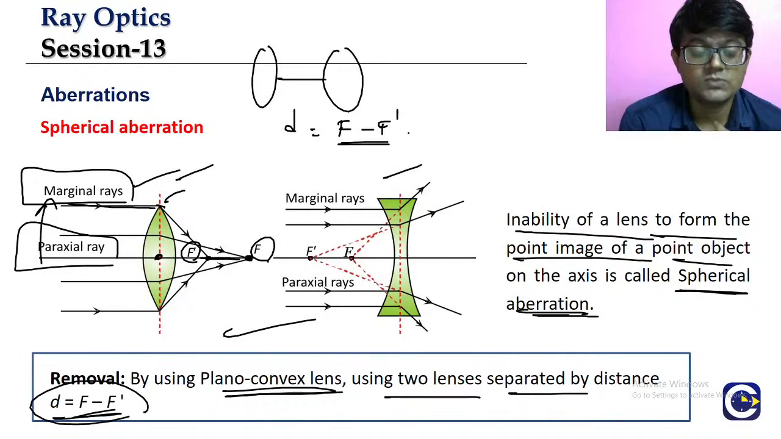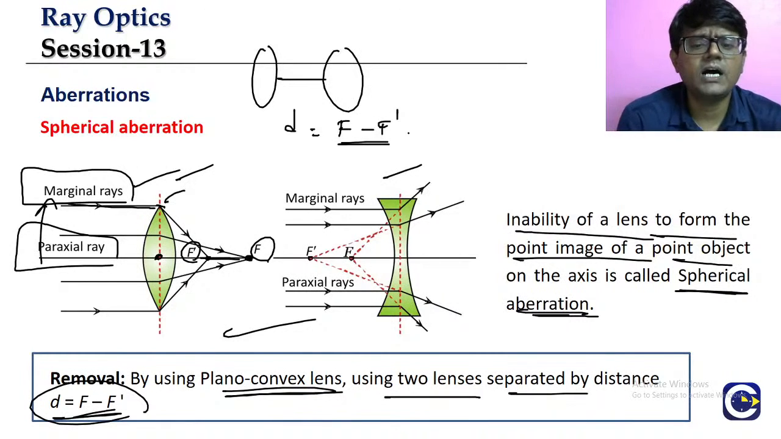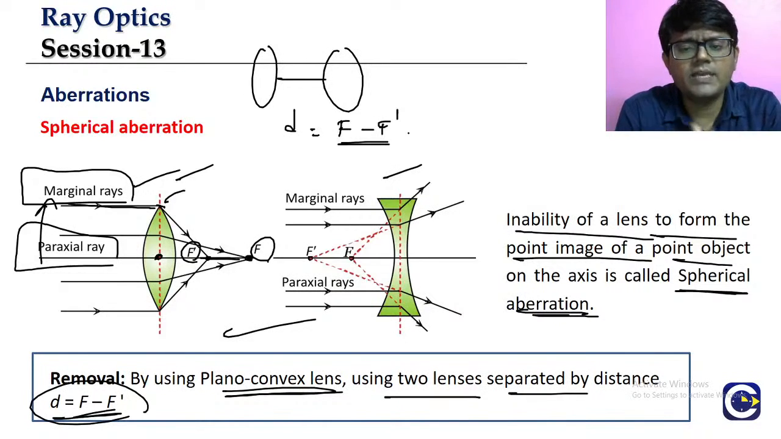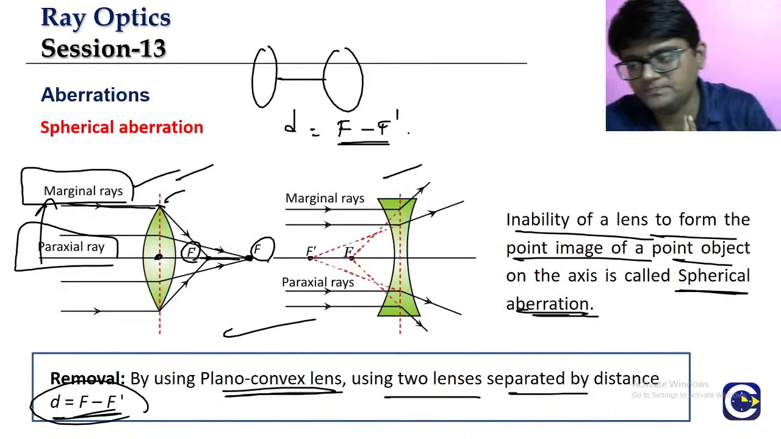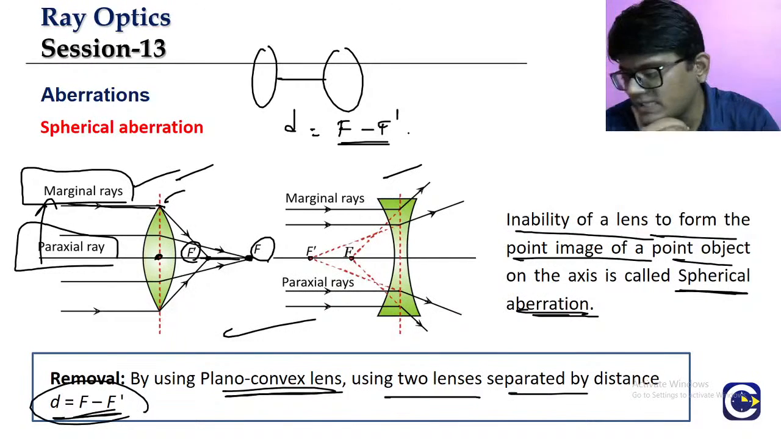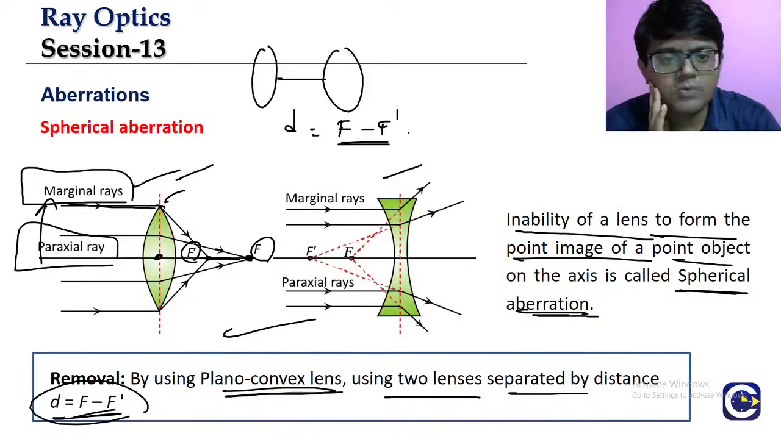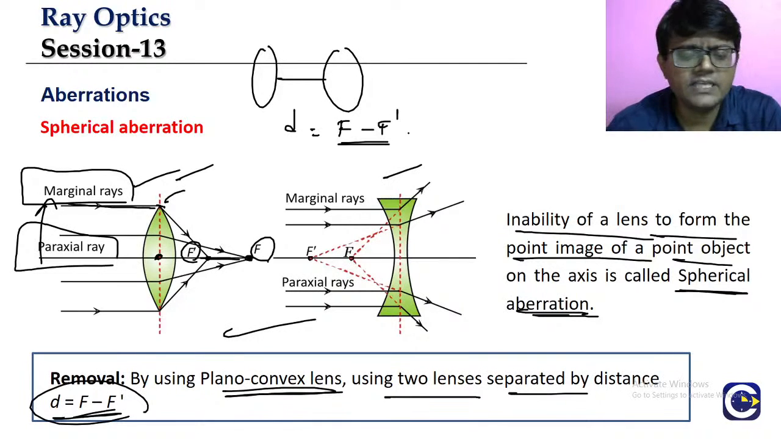It is also sometimes called what? The marginal rays effect. This will be removed either by choosing lenses which have curvature only on one side, or by making a combination of lenses with some suitable adjustment. What is the adjustment we are talking about here? If we separate them by a distance equal to what? The difference in the focal lengths of the lenses, then we will be able to remove this spherical aberration. So these are the aberrations that we have for the image formation due to the lenses.